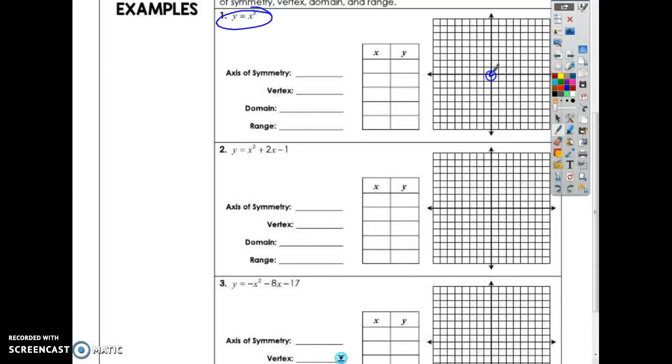I have a point right here at 0, 0. And I would put it in the middle of the table, just because it's the vertex, right? There's going to be points to the left and points to the right. My vertex is at 0, 0. My axis of symmetry is x equals 0. Okay? I still need more points, so let's go get the rest of those points.